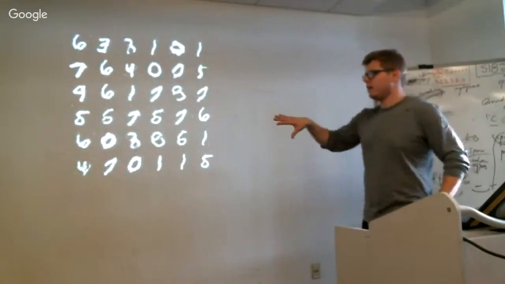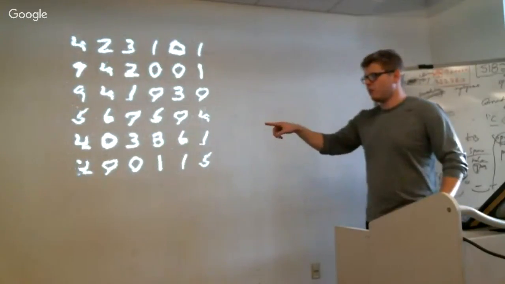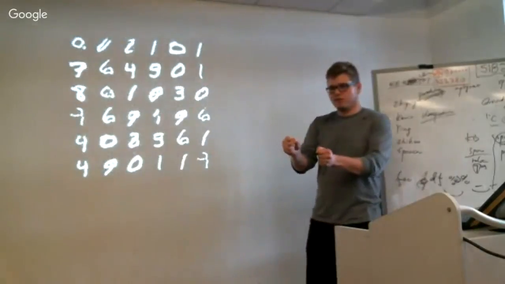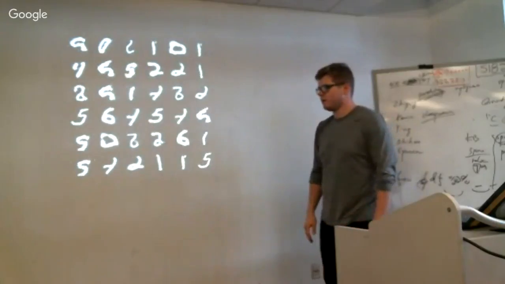But yeah, for a lot of them, it'll settle in on one, and then like this 0 here, all it's really doing is changing little squiggles, making it a little wobbly.